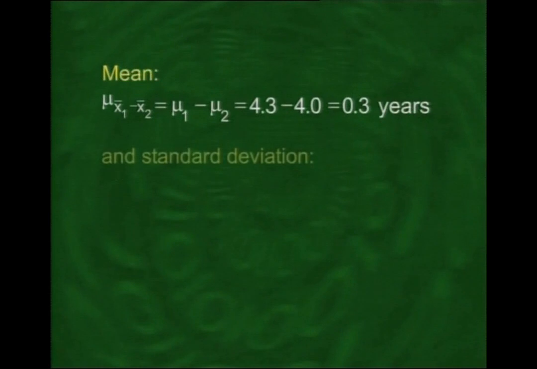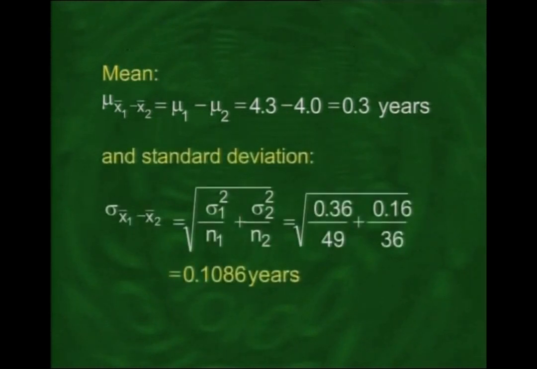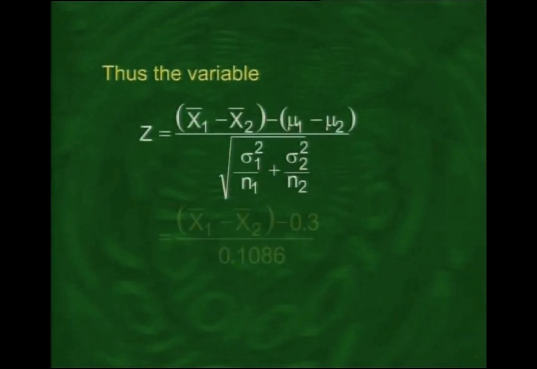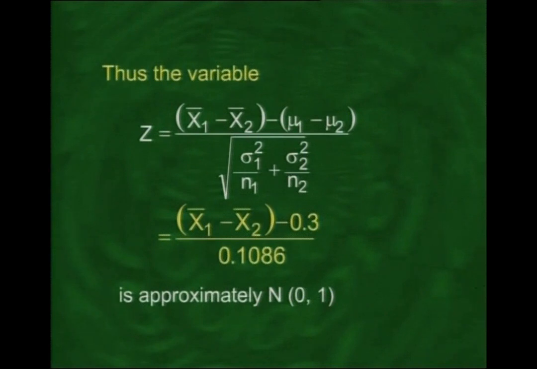So, as you now see on the screen, mu x1 bar minus x2 bar is equal to mu 1 minus mu 2, that is 4.3 minus 4.0, and that is 0.3 years. And the standard deviation, sigma x1 bar minus x2 bar, is equal to the square root of sigma 1 square over n1 plus sigma 2 square over n2, and substituting the available values, we obtain sigma x1 bar minus x2 bar equal to 0.1086 years.